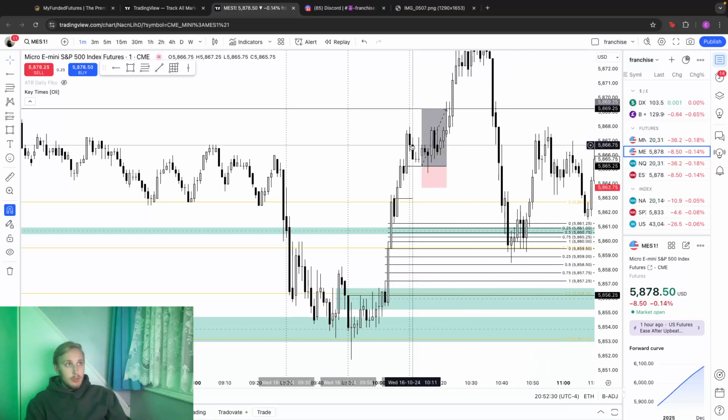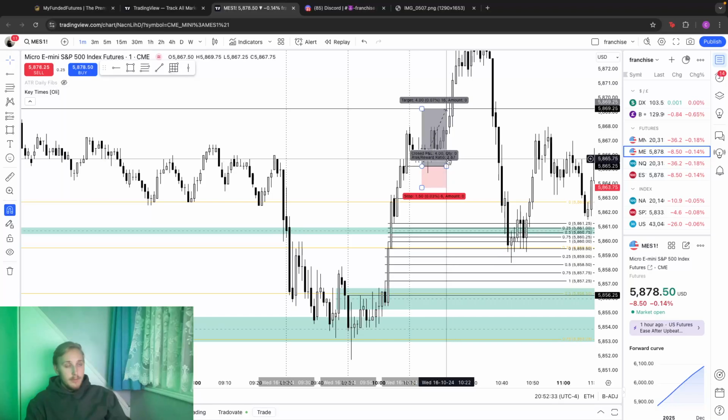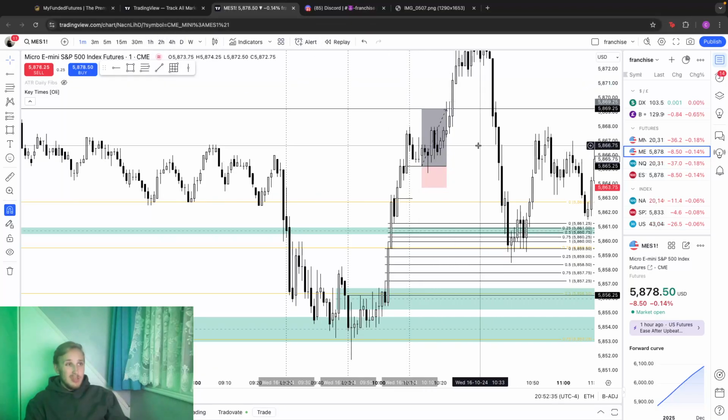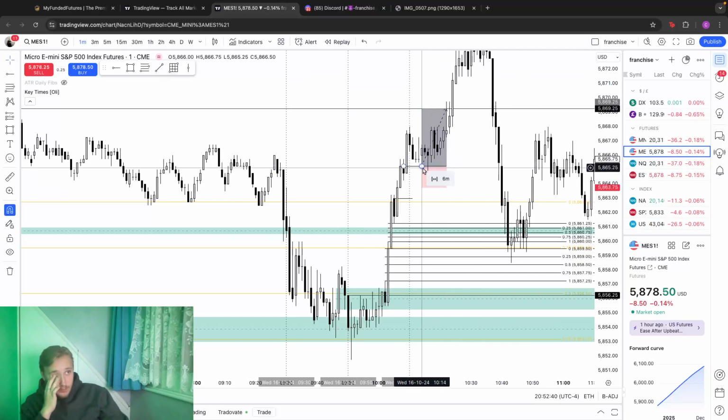So yeah, I'm looking at the RR, 2.57. The contract size doesn't really matter to me. It's the same trade, regardless of how many contracts you're in.